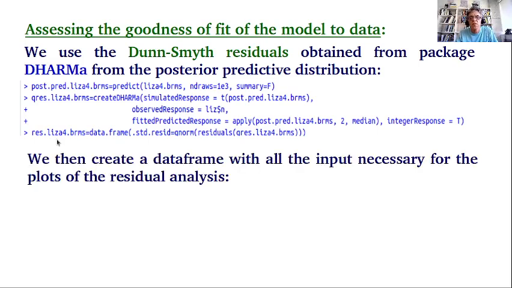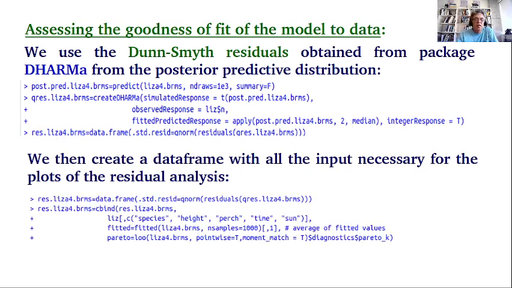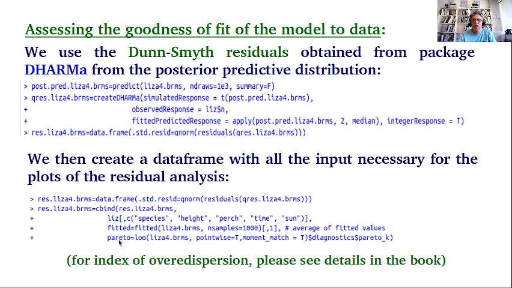So we also create a data frame in order to make the plots for the residual analysis. This will have these residuals, the explanatory variables, the fitted parameters, and the Pareto K coefficients. There is also a discussion about how to estimate the index of overdispersion for Bayesian GLMs. This is a little bit involved, not difficult, just involved, and for the sake of brevity I omit it from the video, but please see details in the book if you're interested in that.